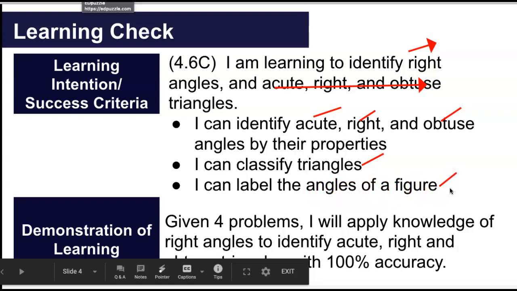Well, now it's your turn to practice. You will be given 4 problems to apply your knowledge of right angles to identify acute, right, and obtuse triangles with 100% accuracy.